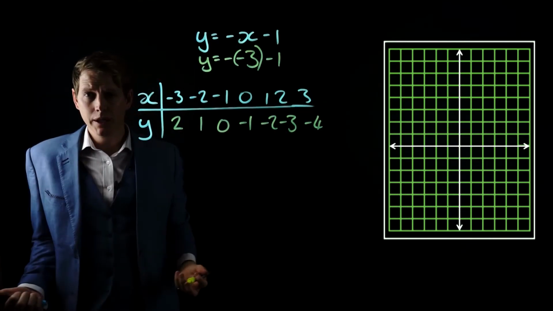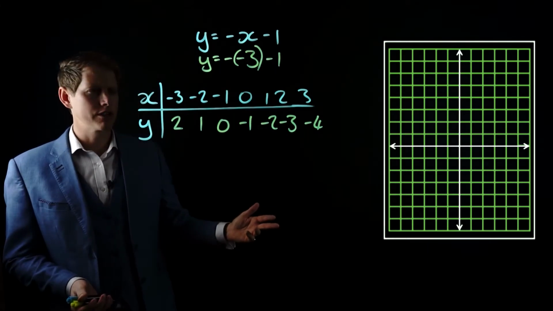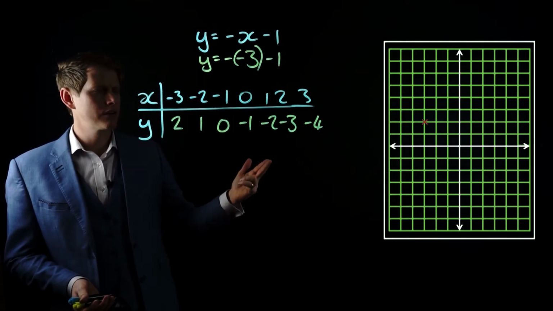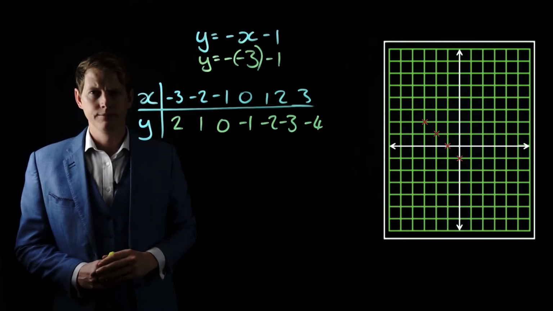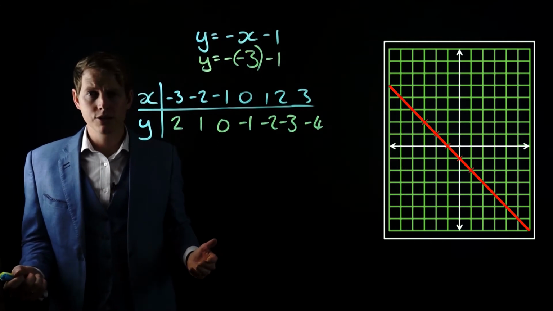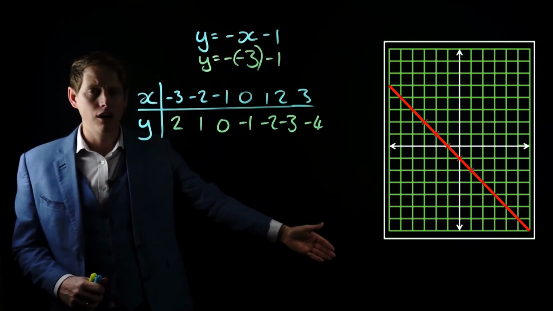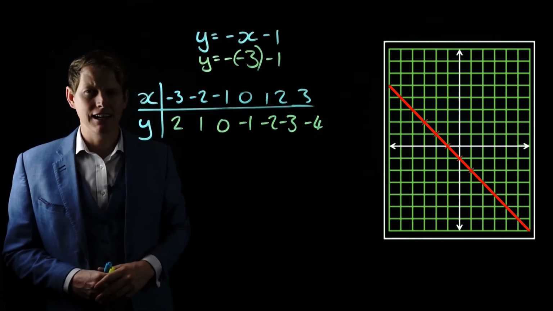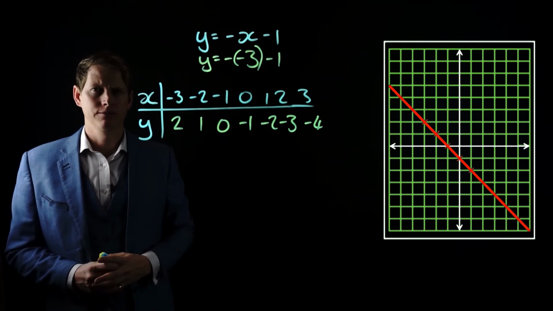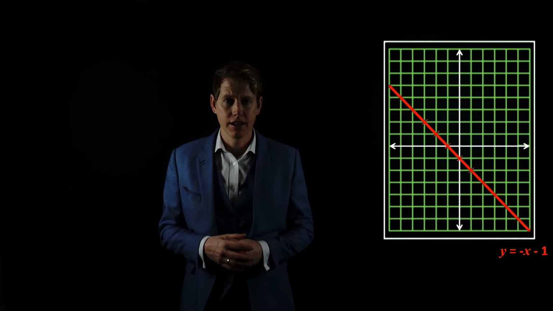Right, so next up, all we need to do is plot those points on our Cartesian plane. -3, 2, -2, 1, -1, 0, and so on. Now, all I need to do is draw a straight line through those points, and I'm going to extend it as far as my grid goes. And finally, I need to remember to label my graph. That's how you draw the graphs of linear functions.